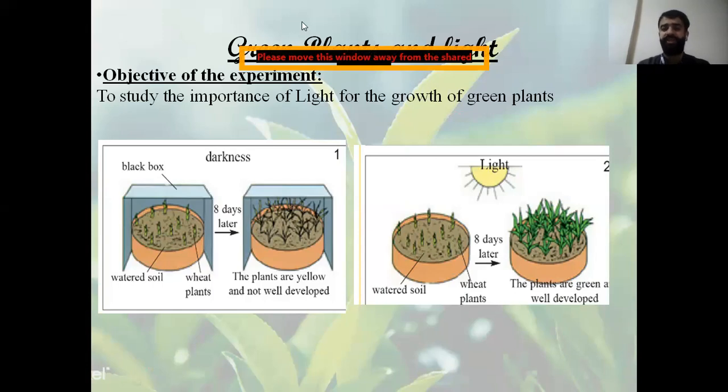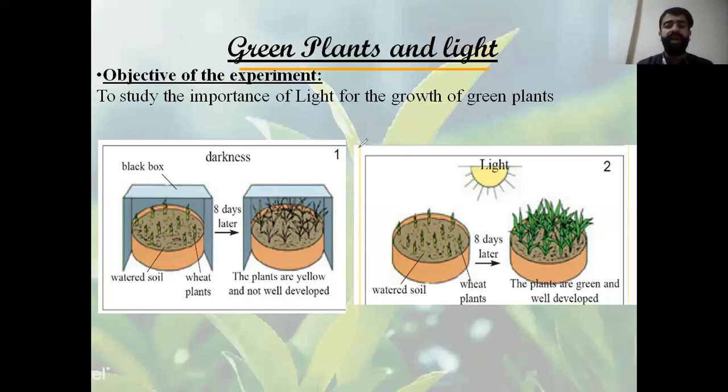What is the objective of this experiment? The objective of this experiment is to study the importance of light for the growth of green plants. So this is the objective, or the aim, or the purpose of this experiment. We want to study the importance of light for the growth of green plants.